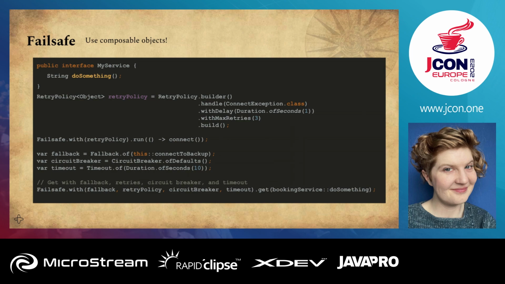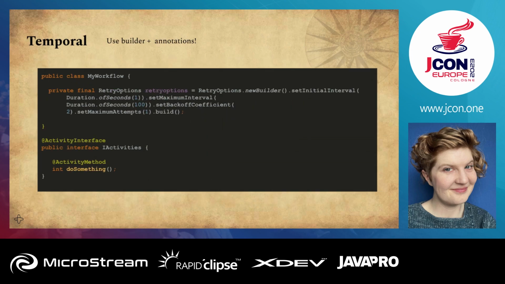Failsafe uses, I was struggling to come up with a nice way to define this, but I call it composable objects, because you can take policies and kind of compose them and build up larger policies and compensation policies. Temporal uses annotations, and then it also uses a builder to specify its specific retry options. And so, okay, from that initial part, you're like, there's nothing new here. Why are you trying to compete with Spring Retry? Stop trying to compete with Spring Retry. And Temporal adds an additional layer of things.